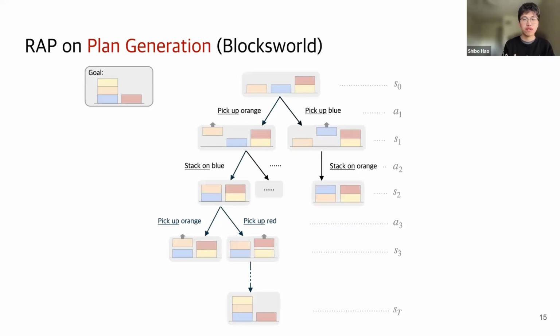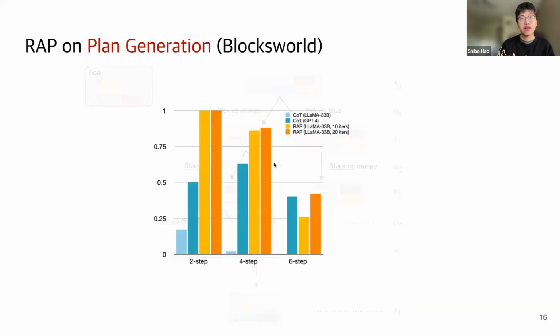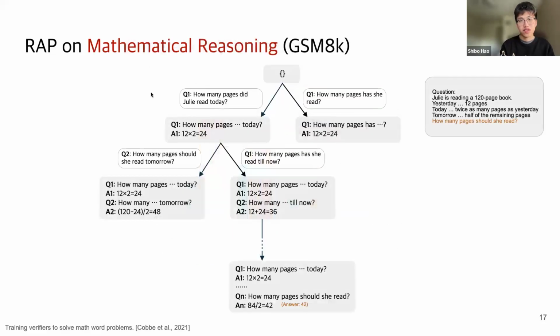And the blocks world task we discussed so far is a plan generation task, or embodied plan generation task, where we can intuitively define the state as the current block configuration and the action as a possible move. So in this domain, we show that RAP with Llama 33 billion can even beat the very powerful GPT-4 with chain of thought. And there are other domains like mathematical reasoning.